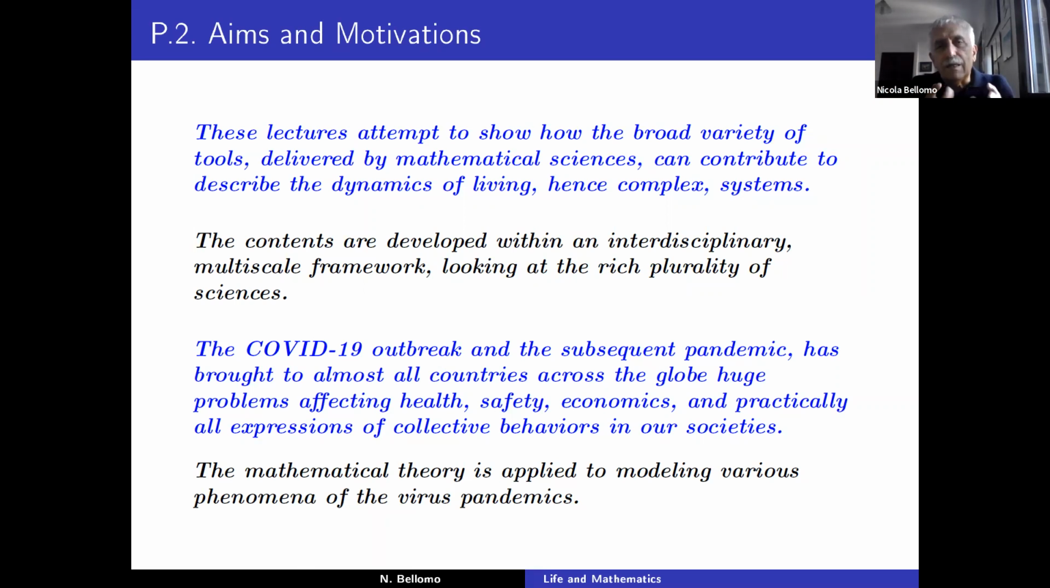Let us define a little more precisely the idea and the objective. The idea is that we should approach by mathematical tools the modeling and simulation of the pandemic, which, as we know, has affected health, safety, economics, and practically all expressions of our collective behavior in our society. But we claim that we should not start from a general mathematics, what is available, but we should look for a new mathematical approach, which accounts for the features of living systems.